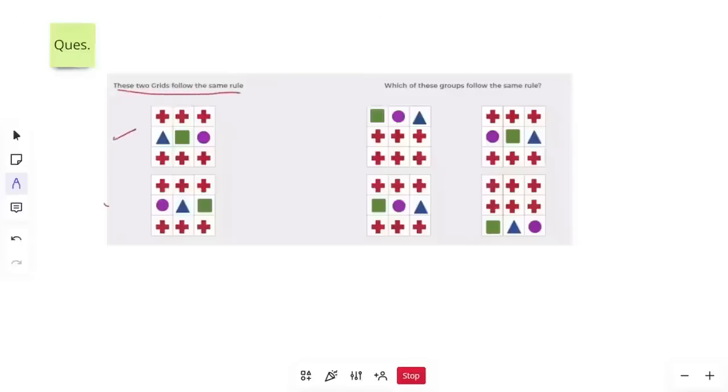Basically, this grid and this grid follow the same rule. We have to understand the pattern, and then we are asked a question based on that. Which of these groups follow the same rule that was followed in the given two images? Okay, and now these are our option images.